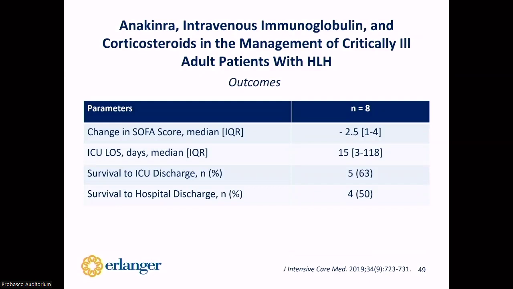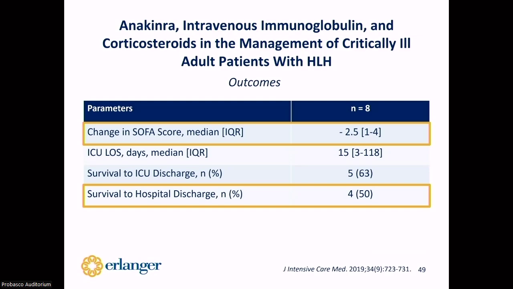Looking at the outcomes in this study, what we saw is that the median change in SOFA score decreased by 2.5 points, and survival to hospital discharge was 50%. Now, taking into account this is only 8 patients, half of them survived, but I think taking into account their critical illness at baseline, these are actually pretty good numbers.